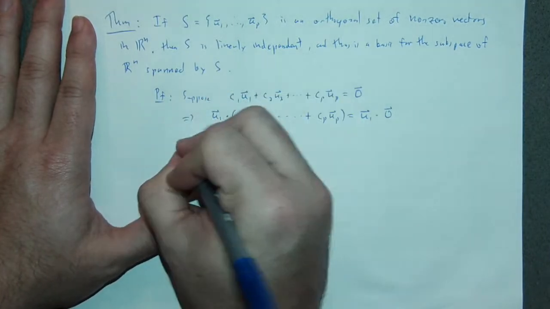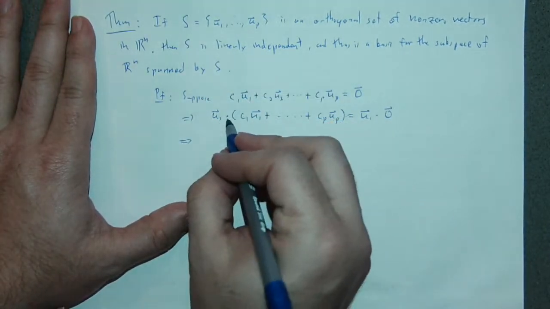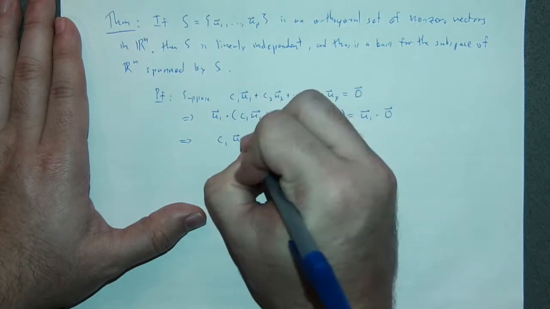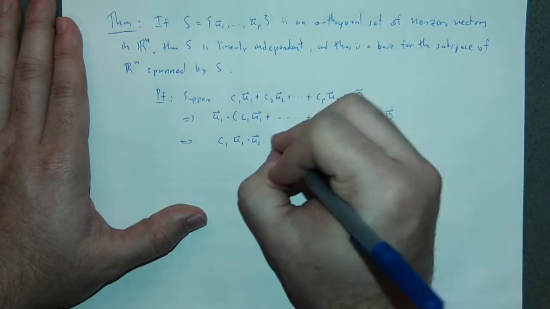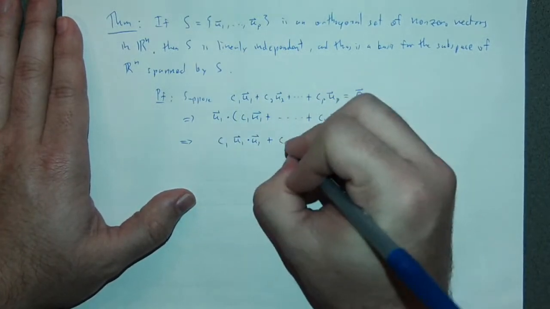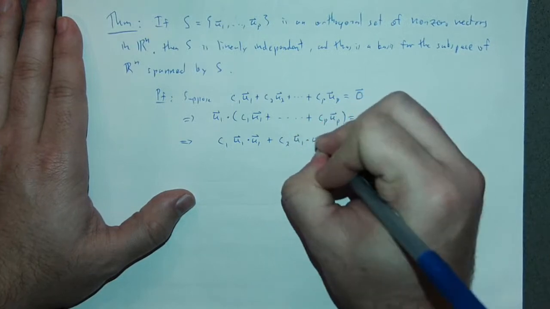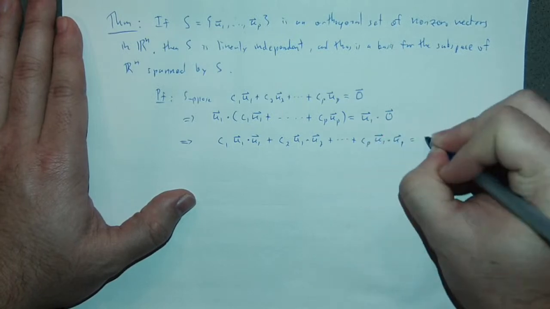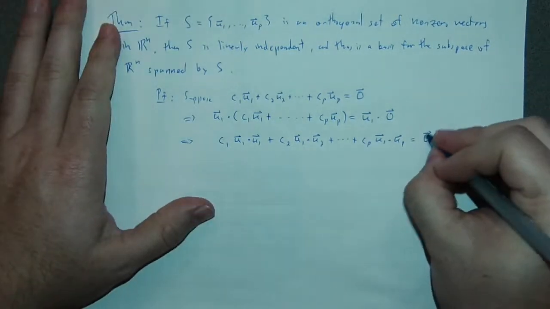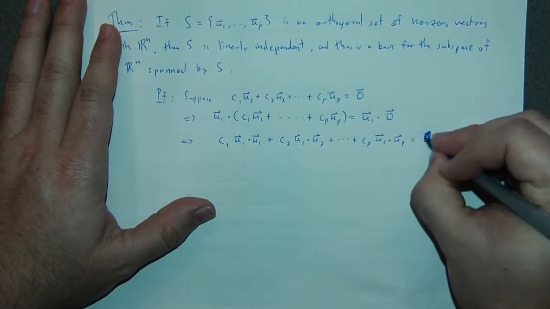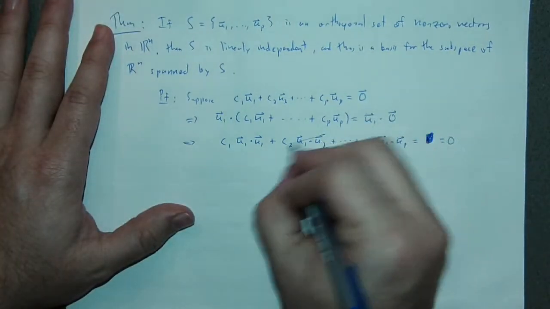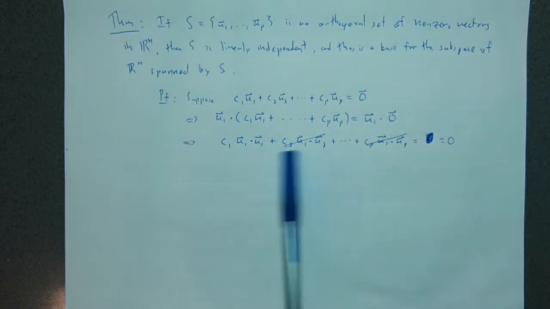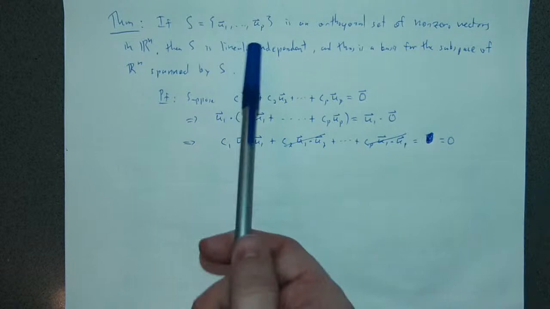Okay, so what does this mean? If I dot U1 with these things, this of course has a distributive property, and I can pull constants out of it. So this is C1 times U1 dotted with itself, plus C2 times U1 dotted with U2. I'm going to write that term, and then not write any of the others, plus all the way to CP times U1 dotted with UP. And this is equal to 0, because I dotted the zero vector with U1. And all of these other terms are 0. Why? Because this is an orthogonal set. So U1 dotted with any vector in the set that is not U1, so U2, U3, U4, all the way to UP, all those are 0.